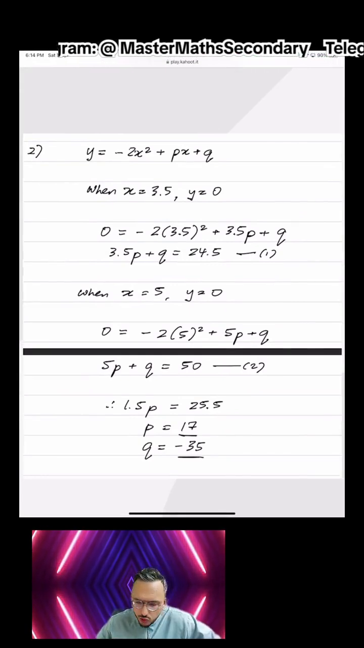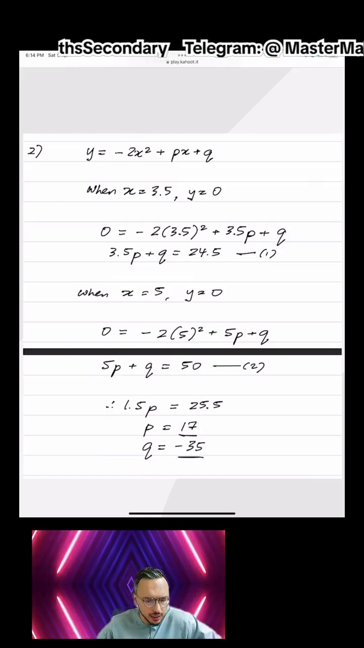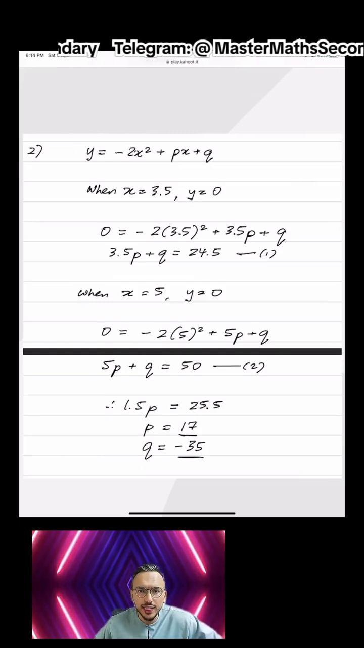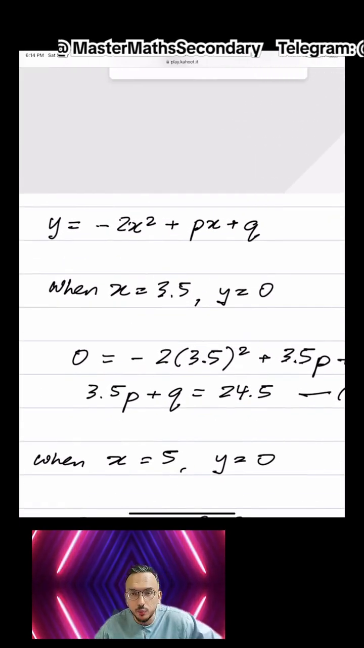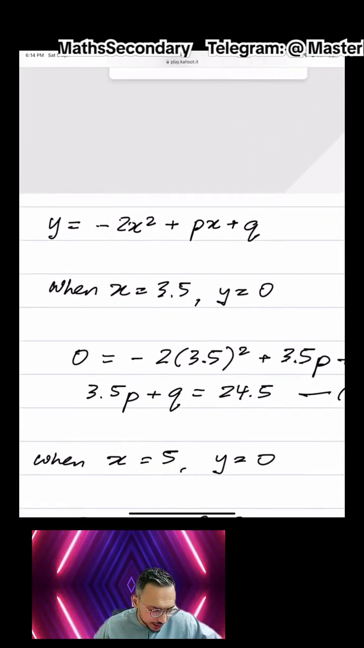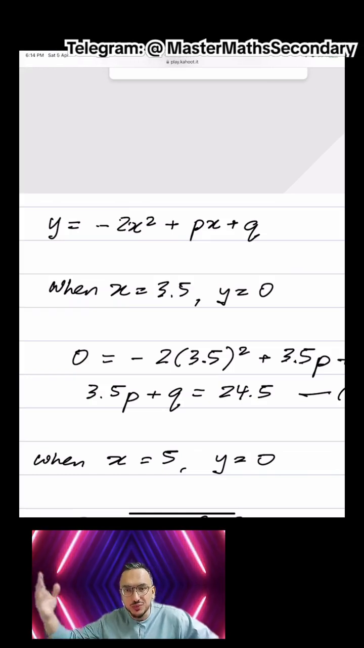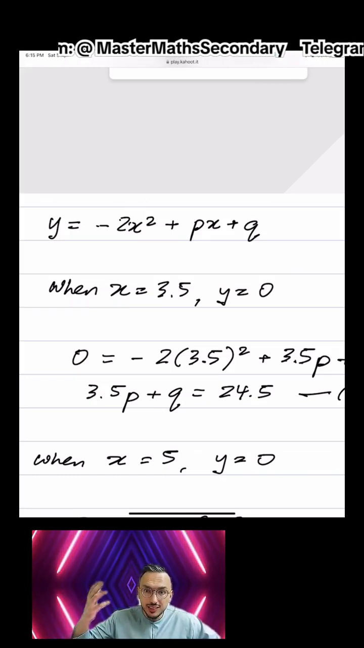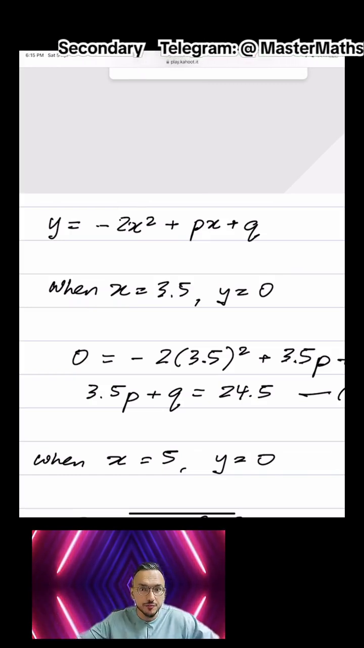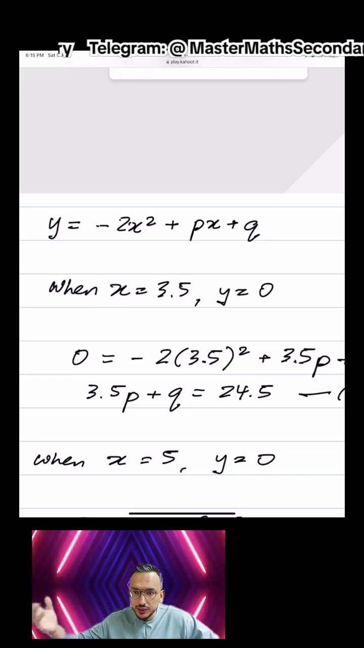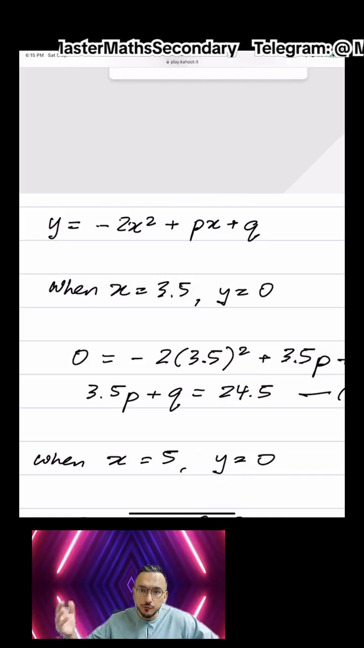Okay guys, please excuse the black line in the middle. Just ignore it. Okay, let's run through the solution. We have y equals minus 2x squared plus px plus q, right? When x equals 3.5, y equals 0. Why? Because the solutions of the equation are 3.5 and 5. So when we say the solutions are 3.5 and 5, that means when x equals 3.5, y equals 0.